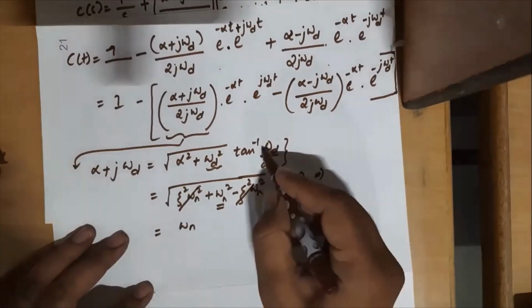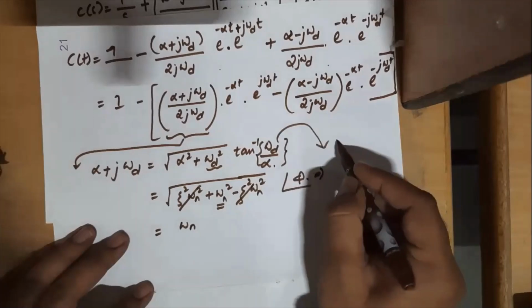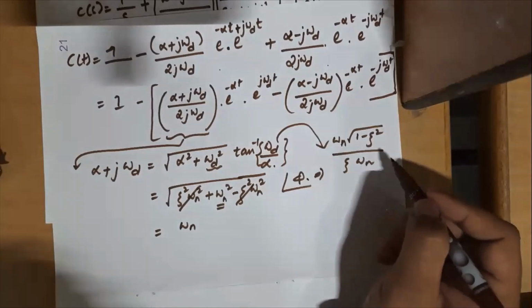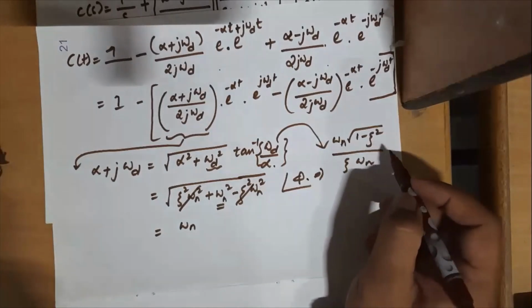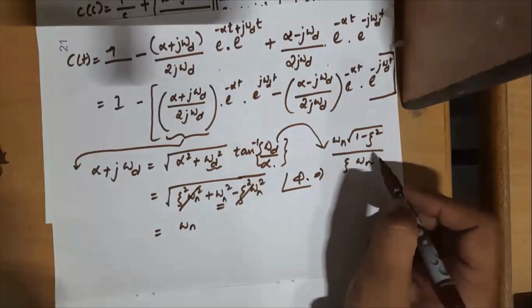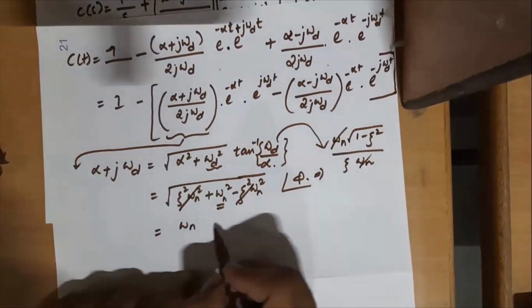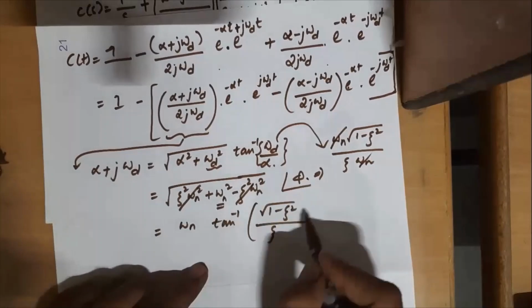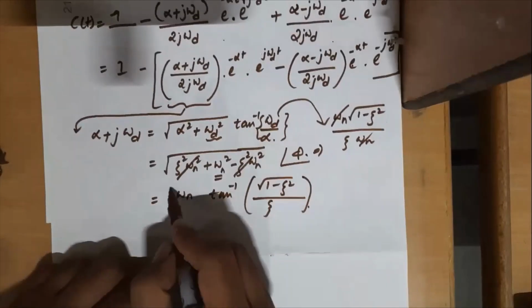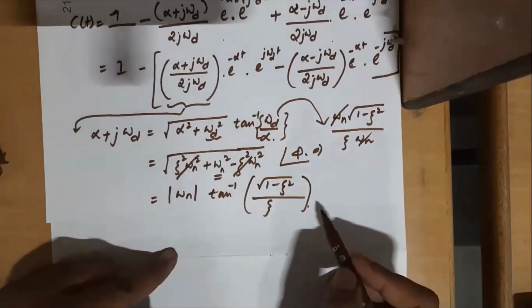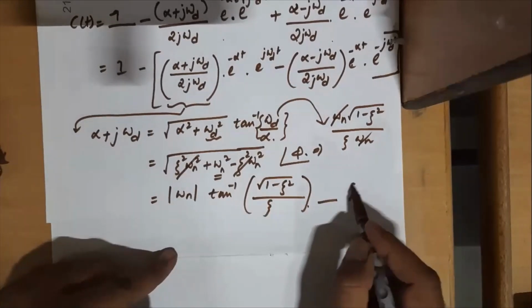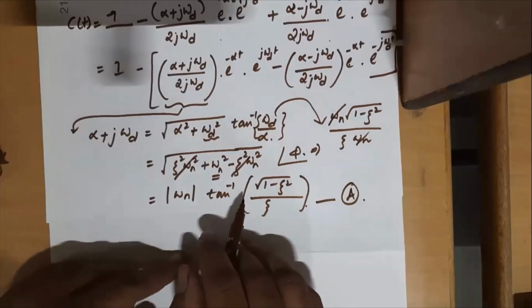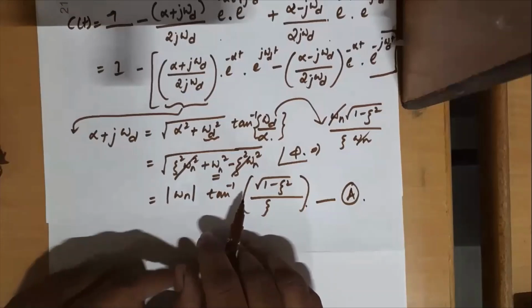And how do we write phi? Phi is, considering these two terms, that is omega n into square root of 1 minus zeta square divided by zeta omega n. Omega n and omega n will cancel. Therefore, we have the angle as tan inverse of square root of 1 minus zeta square by zeta. So please remember what is phi. Phi is tan inverse of square root of 1 minus zeta square divided by zeta. So let this be term A, and let us go for the second simplification.